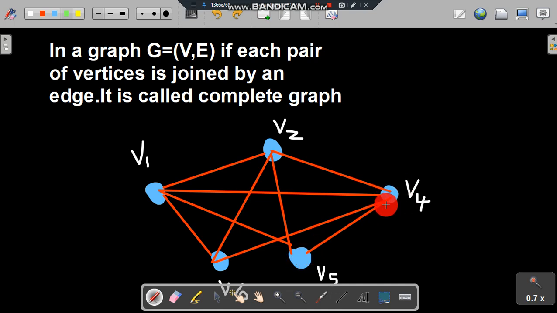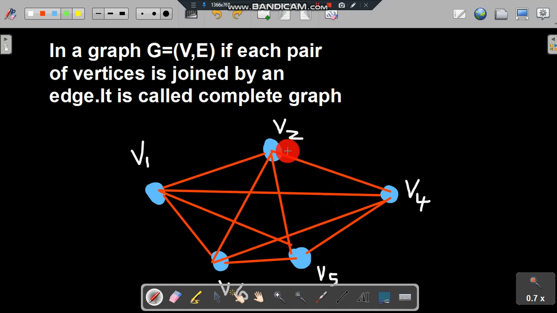So this one vertex is connected to all the vertices. Now the last one is about V5 to V6. So now V5 is connected to V4, V5 is connected to V2, V5 is connected to V1, and V5 is connected to V6. Now come to the last vertex here. V6 is connected to V1, V6 is connected to V2, V6 is connected to V4 and V6 is connected to V5.